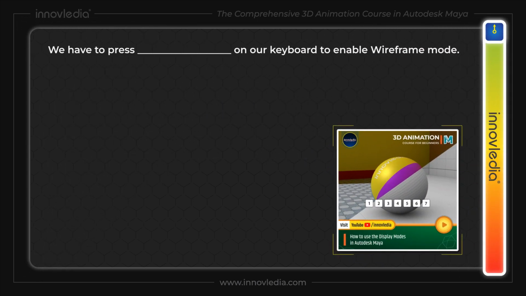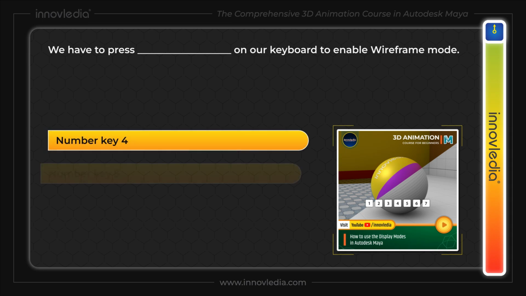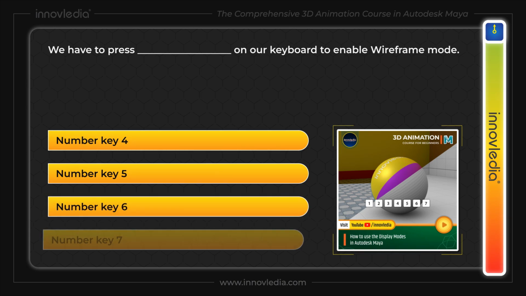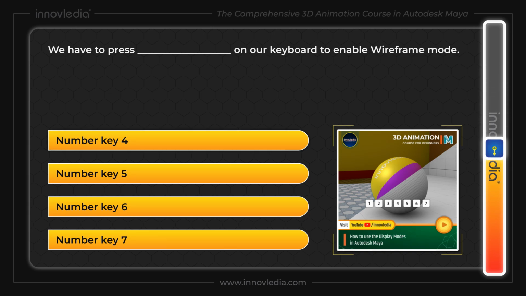We have to press dash on our keyboard to enable wireframe mode. The options are number key 4, number key 5, number key 6, number key 7. Your time starts now. And the correct answer is number key 4.